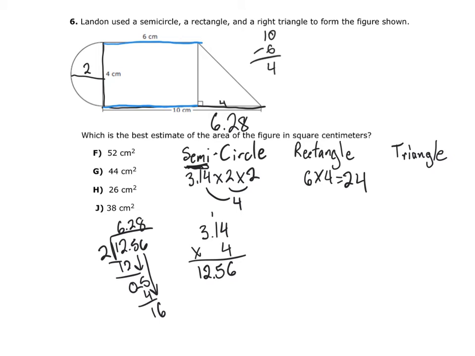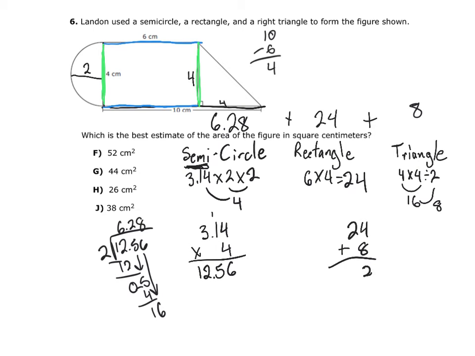Now, the diameter of the circle is also the height of this triangle. So this is also 4. So we're going to do 4 times 4, base times height, divide by 2. 4 times 4 together is 16, divide by 2 is 8. So our triangle would be 8. The rectangle is 24. Now we have to add these together. So we get 24 plus 8. 8 and 4 is 12, carry the 1, and that's 3.